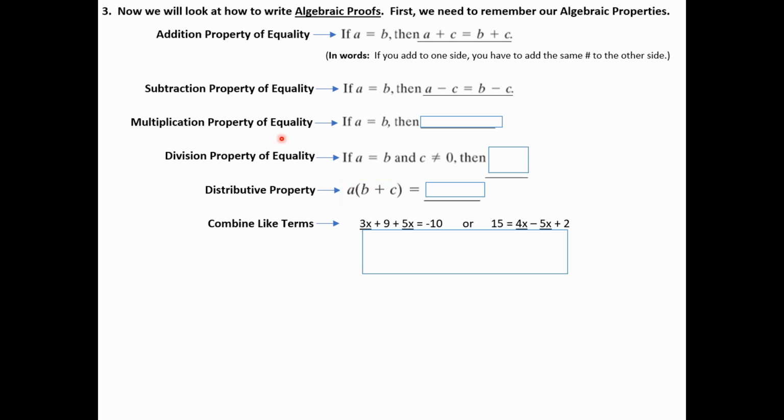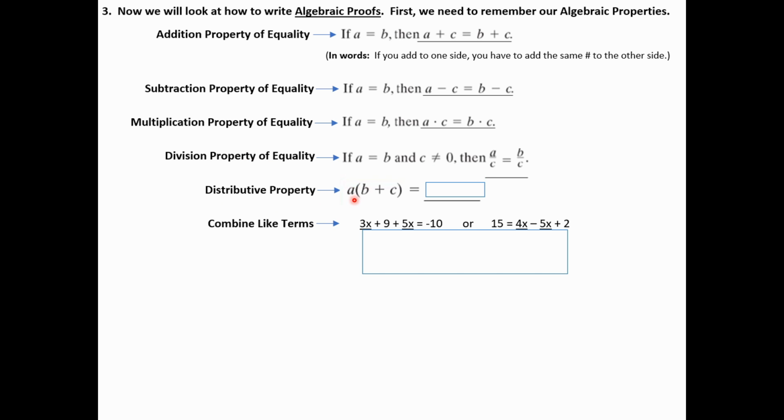The multiplication property of equality, again, very similar. If I have two values that are equal, then I can multiply them by the same value on both sides, and they stay equal. Division has one slight difference, and that's that the value that I'm dividing on either side, the c value, can't be 0. It's one of our few golden rules in mathematics, thou shalt not divide by 0.